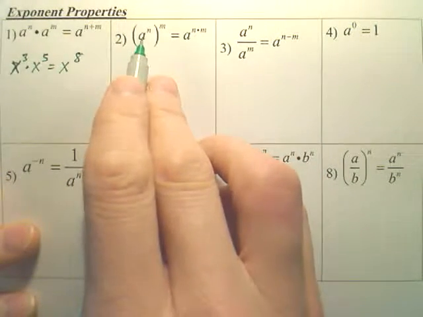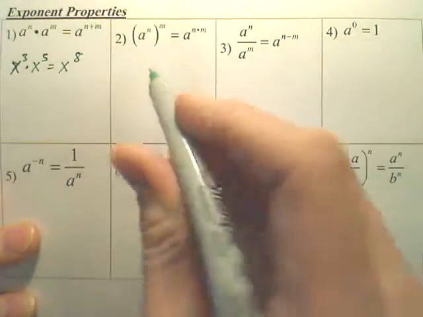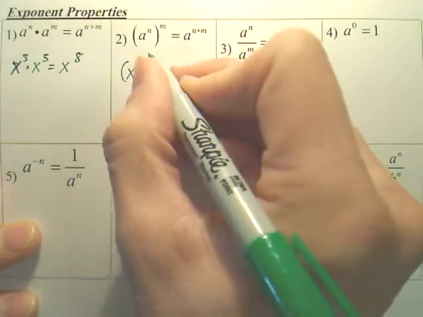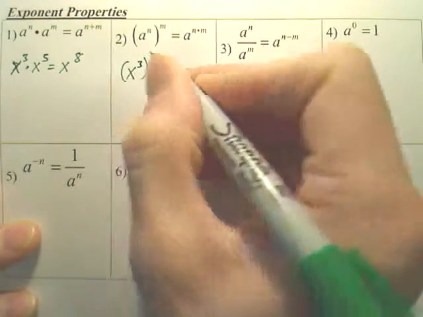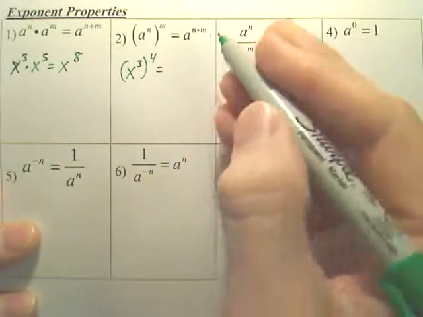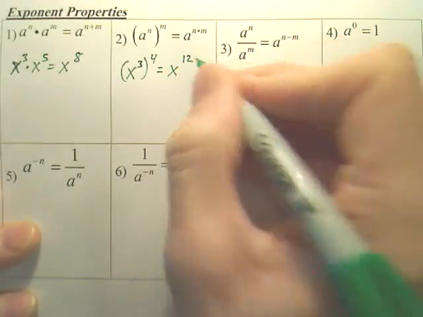Here, if you have a power to another power, for instance, say x to the third to the fourth, what you're going to do is multiply. So it's going to be x to the 12th.